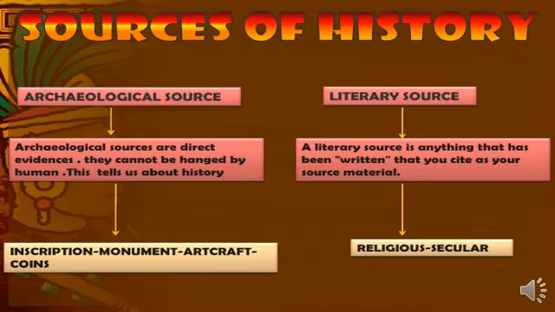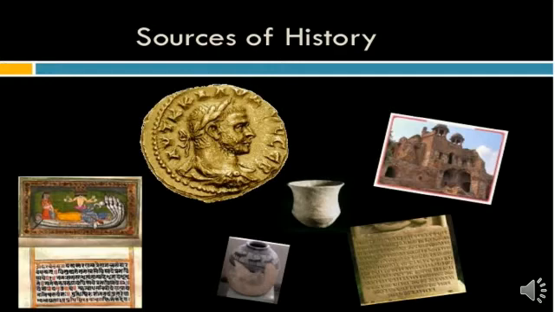Archaeological sources are the direct evidences. They cannot be changed by humans. It tells about the history. There are many examples of archaeological sources, that are inscriptions, monuments, art craft, coins, paintings and sculptures. Both the sources of history, that are literary or archaeological sources, help the historians to know about the past.